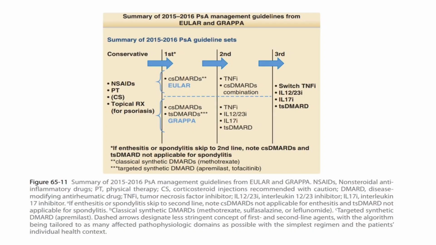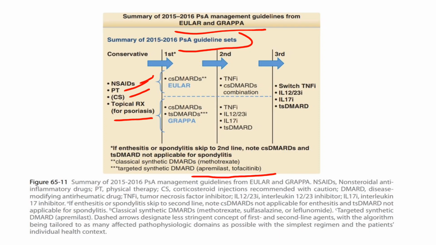This is the management guidelines from EULAR and GRAPPA, the 2015 to 2016 psoriatic arthritis guidelines. Initially, conservative management: NSAIDs, physical therapy, corticosteroid injections, and topical treatment for psoriasis. Coming to first line, classical DMARDs. Classical DMARDs include methotrexate, and targeted synthetic DMARDs include apremilast and tofacitinib.